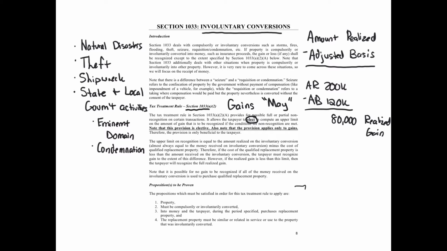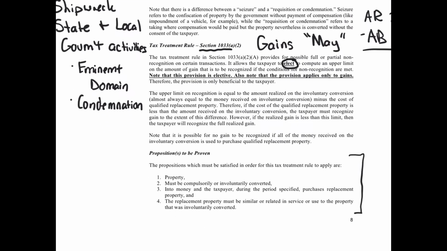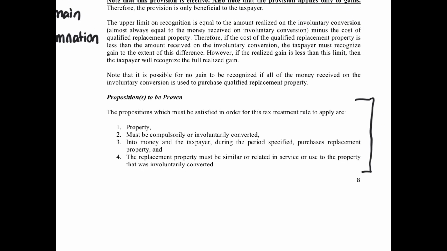We're going to add some propositions on there to get non-recognition. And here they are. We know it has to be property. We've been doing property already. Must be compulsorily or involuntarily converted. So that gets to our events that I've mentioned already. So we're already, hey, we got that, right? Hurricane destroyed my house. I got $200,000. It was property, converted into money. Hey, I got $200,000 from the insurance company.